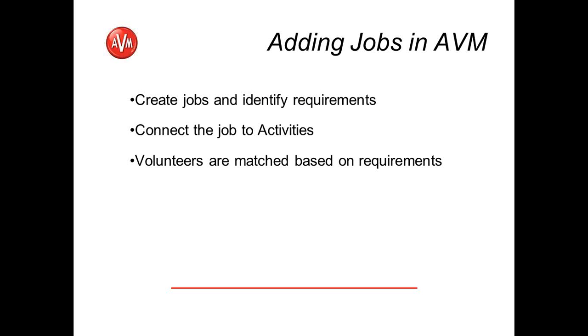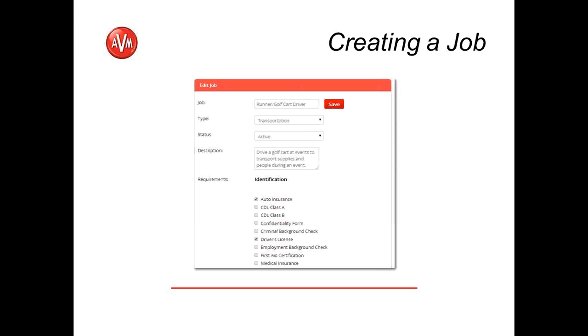Adding a job in Advanced Volunteer Manager. We can create jobs that identify requirements needed to participate in that job, connect jobs to activities, and match volunteers based on the requirements. In AVM, when we create a job, we can, as I mentioned, add requirements. So for runner, golf cart, and driver, we can give it different types of codes, description for the actual job, and then any qualifications that they need. So we're saying to be a golf cart driver, you need to have auto insurance and a driver's license on file.